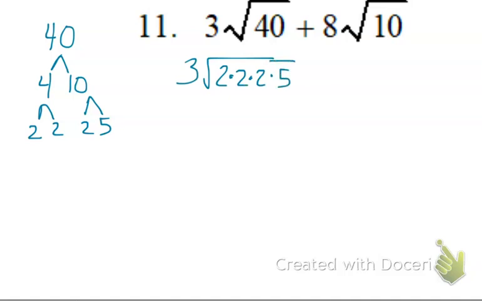Looking for pairs of the same number, we see a pair of 2's, so we can take the square root of that and get 2. And we're left with 2 times 5 underneath it.